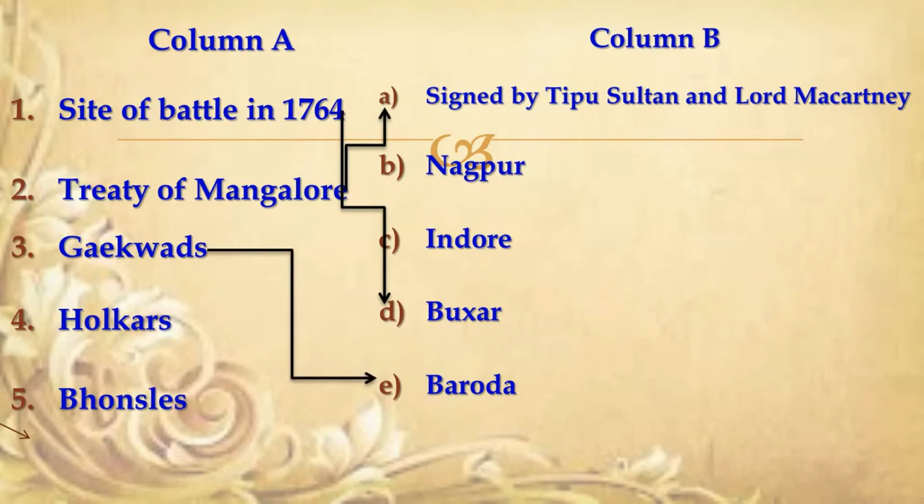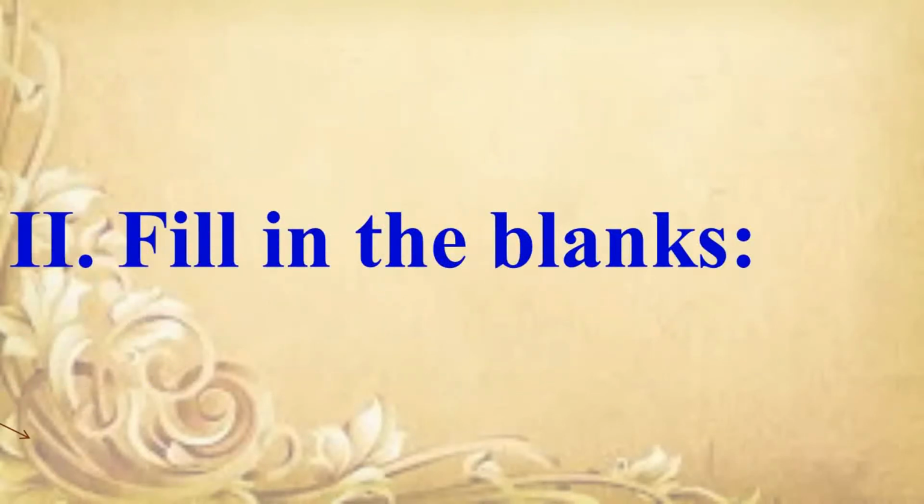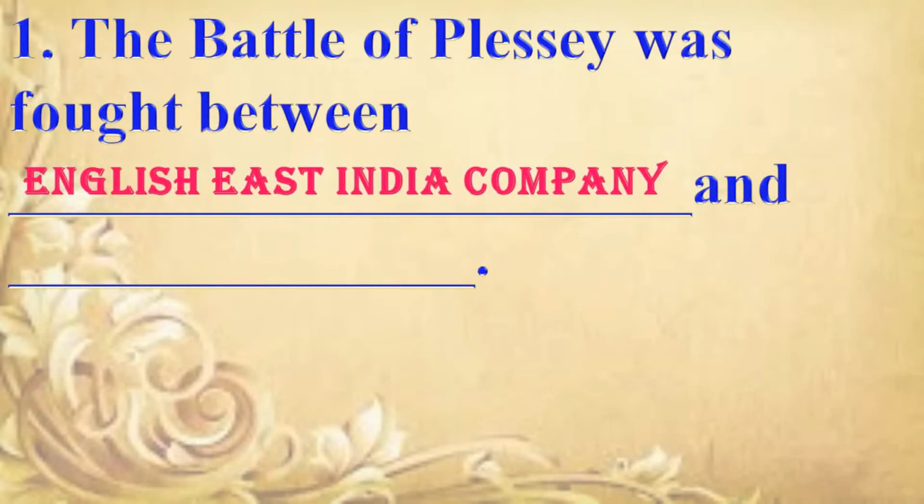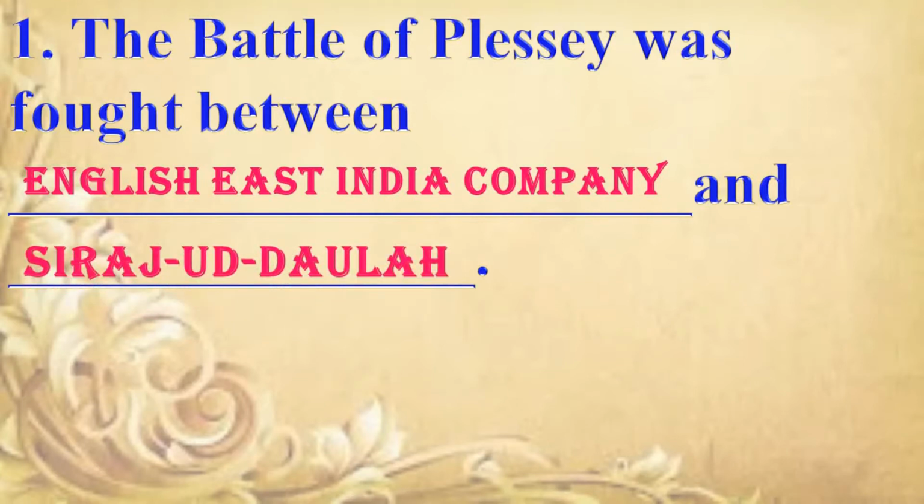Gaikwads. Answer is Baroda. Holkars. Answer is Indore. Bhonsals. Answer is Nagpur. Next question. Fill in the blanks. The Battle of Plassey was fought between ___ and ___. Answer is English East India Company and Siraj-ud-Daulah.